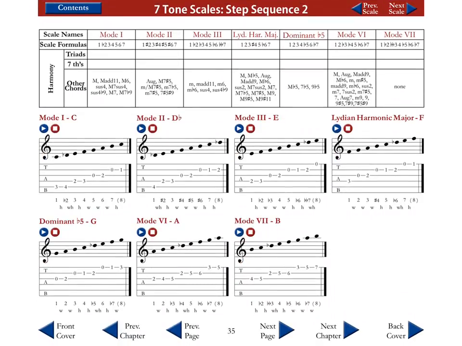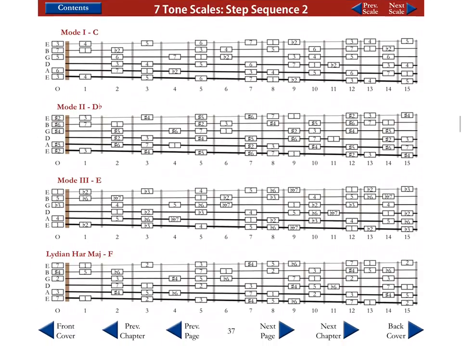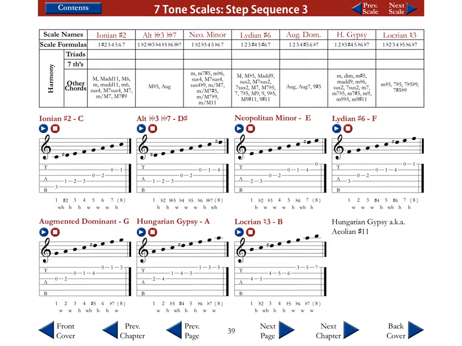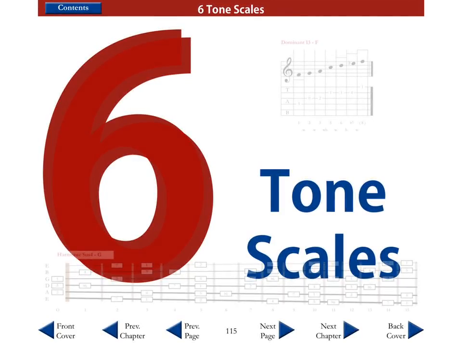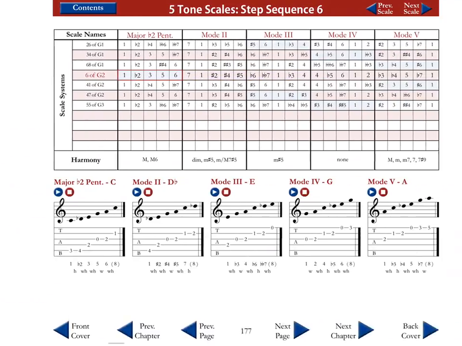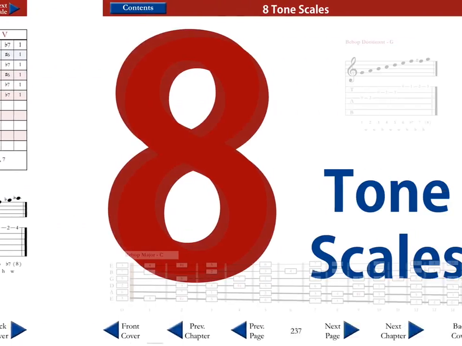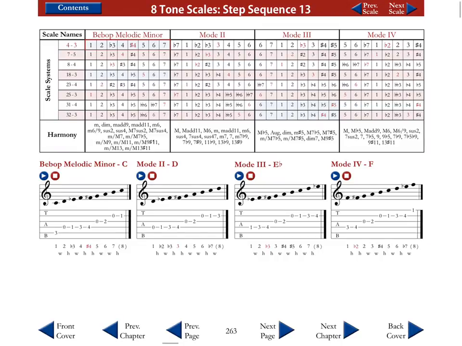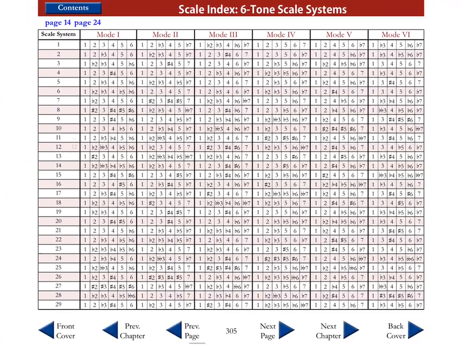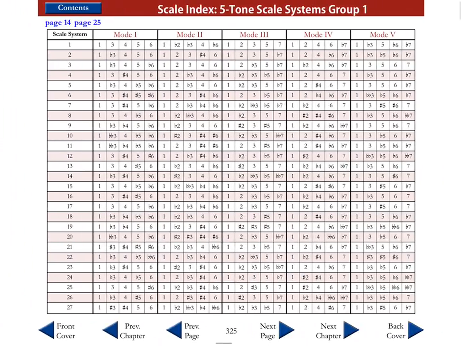And it just repeats that information for each step sequence or scale system, whatever you want to call it. And there are so many scales in this book. Now let's go to the chord section. If you swipe horizontally, you skip sections. Swipe vertically, then you can skip pages at a time.